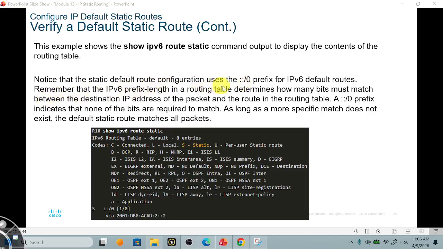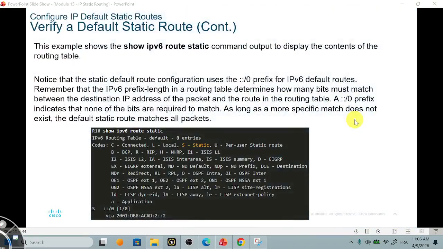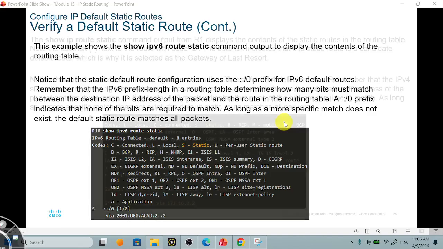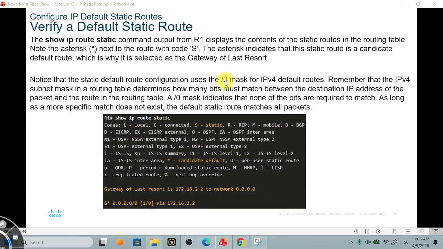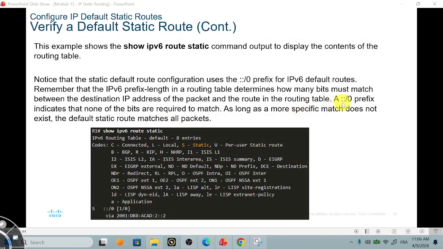And remember that the routing data is okay. A /0 prefix indicates that none of the bits have to match. It also uses the same, exactly as the previous one. Here, instead of 0.0.0.0/0, you use the colons. That's it.